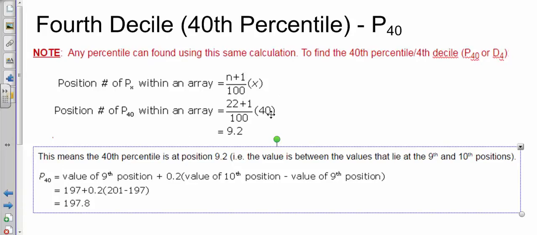And one more time here, 40th percentile this time, so I've got 9.2. This means the 40th percentile is at position 9.2. And again, take position 9, add 20%, the 0.2 that's left over here, of the distance between these two, and we get there.